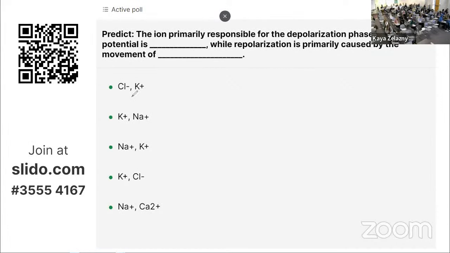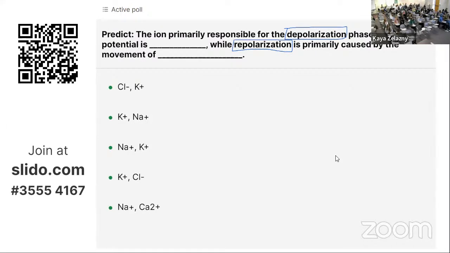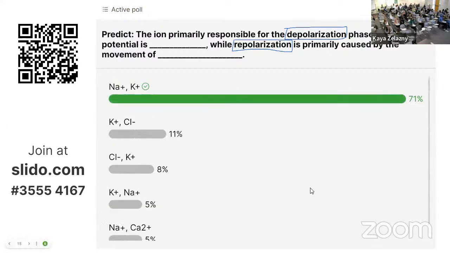A few seconds. I'm breaking down this question. We're looking for the first depolarization phase of our action potential. And then second, we're going to think about the repolarization phase. Let's take a look at how it did. Okay, great. So most of us are here, right?